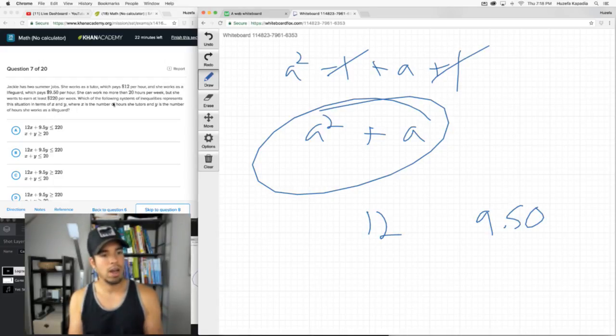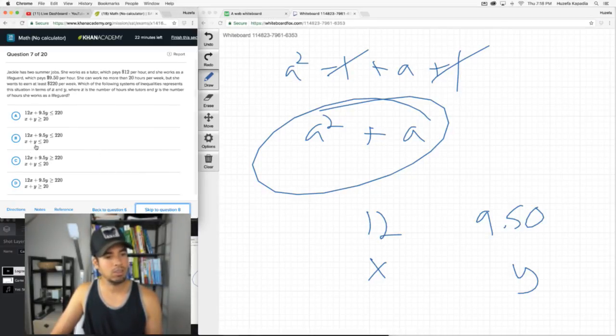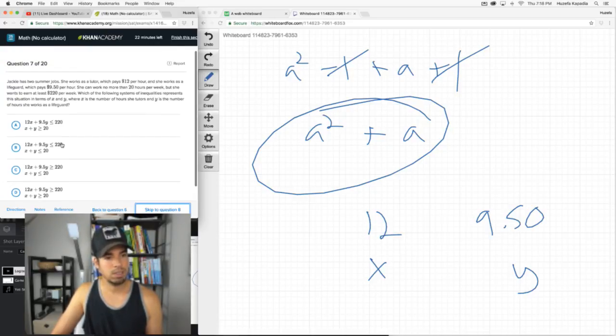Where x is the number of hours she tutors, so I'll put x here. Y is the number of hours she is a lifeguard. Look, bottom line is she can work no more than 20 hours a week. That's our first baseline. So x plus y, since those are the hours, has to be less than or equal to 20. A is out, D is out. It's between B and C.